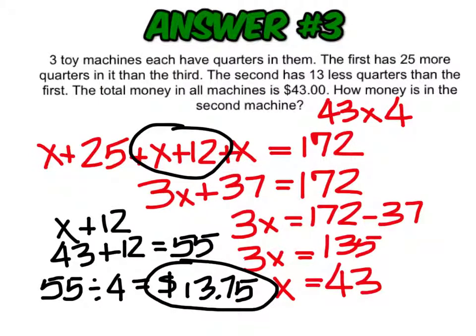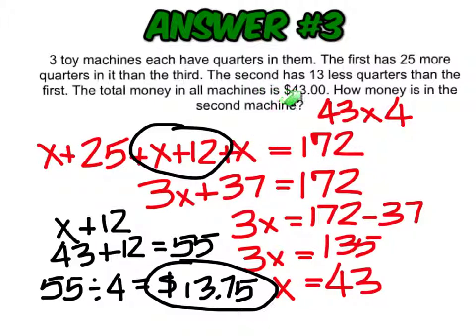On number 3, you have 3 toy machines, and the first has 25 more than the third, so the third is x, first is x plus 25, and the second has 13 less than the first. That means you take 13 away from this. You're left with 12, so x plus 12. Now, it's $43. You have $43 that should have been out here on the right, and it is. It's just in quarters. You cannot put 43 there and come up with the right answer. If you have quarters here, you must have quarters there.